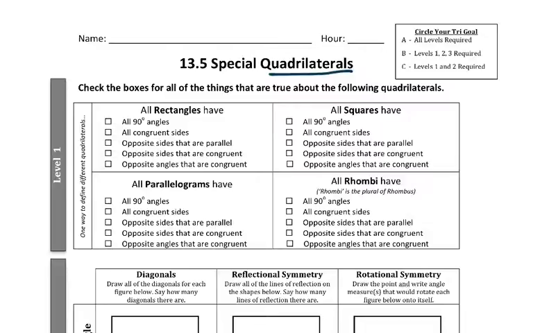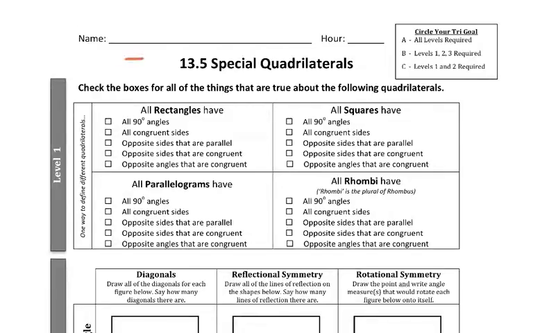So the first thing that we're going to do is try to define what some of these words are here. We want to know what a rectangle is, and a square, and a parallelogram, and a rhombus. And so to do that, I have some properties for you to look at and to check box when you think that something has that.